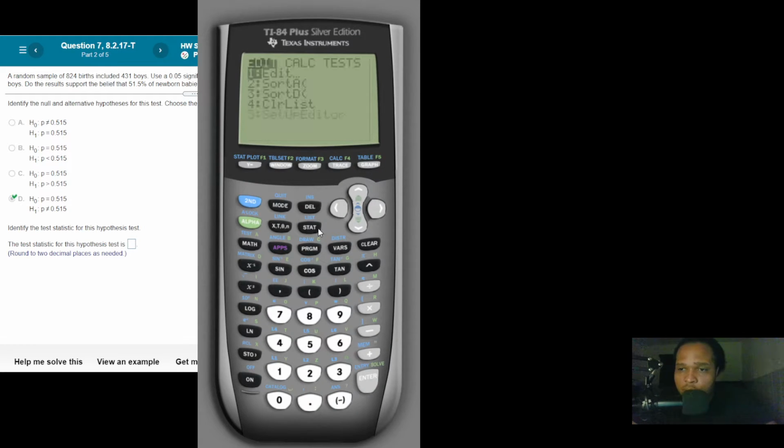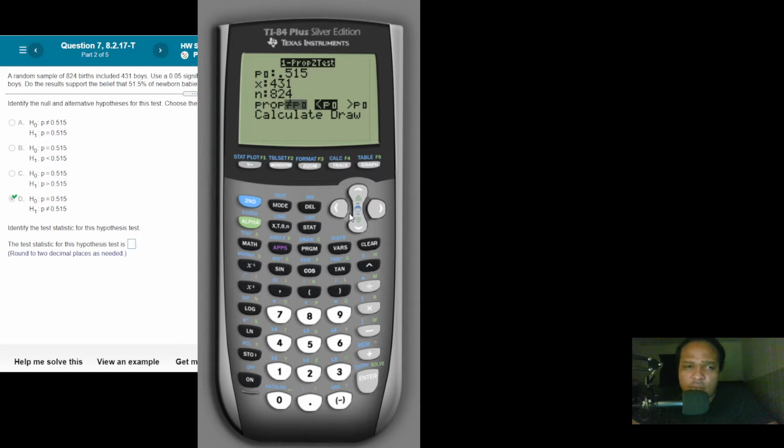Okay, one prop Z test. Our claim number is 0.515. What is our X? Are we talking about boys or girls? We're testing claims for boys. How many boys do we have? We have 431 boys, so let's put that here. What is our sample size? 824.